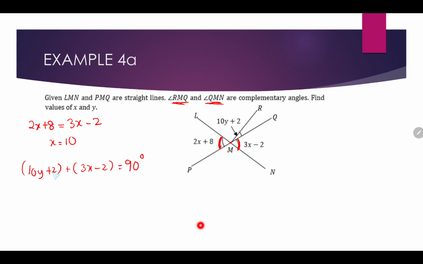Okay, and then ada plus 2 dekat sini, so dia akan jadi 10y plus 30 lah. Okay, and then equals 90 degrees. Then we can find the value of y. So ini akan jadi 60 and then y akan jadi 6. Okay, ini saya buat jalan kerja pendek. Dalam exam you all kena complete lah jalan kerja dia, buat yang se-complete yang boleh.